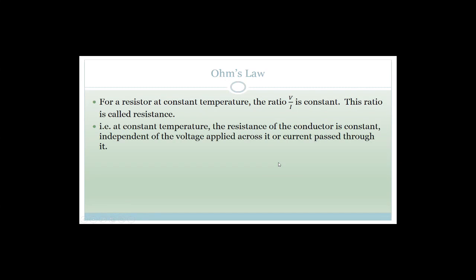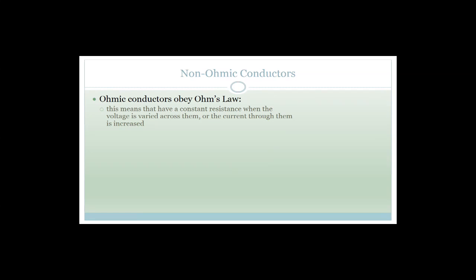So Ohm's law is very basic. It says if a resistor is at a constant temperature, the ratio V over I is constant, and that's called resistance. So basically what we're saying is for an ohmic conductor, for something that obeys Ohm's law, at a constant temperature, the resistance of the conductor is constant, and it's independent of the voltage and of the current passed through it. So what we're really saying is that R is equal to V over I. That is Ohm's law. Non-ohmic conductors are ones that do not obey Ohm's law. Ohmic conductors obey Ohm's law, for example, your circuit resistors and nichrome wire.